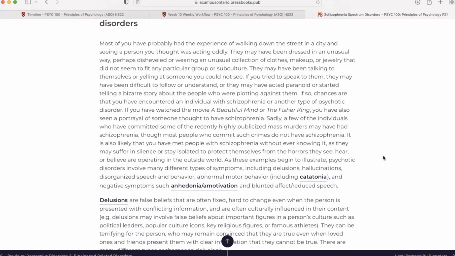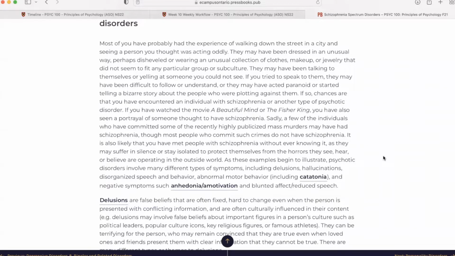If you tried to speak to them, they may have been difficult to follow or understand, or they may have acted paranoid or started telling a bizarre story about the people who were plotting against them. If so, chances are that you have encountered an individual with schizophrenia or other type of psychotic disorder.